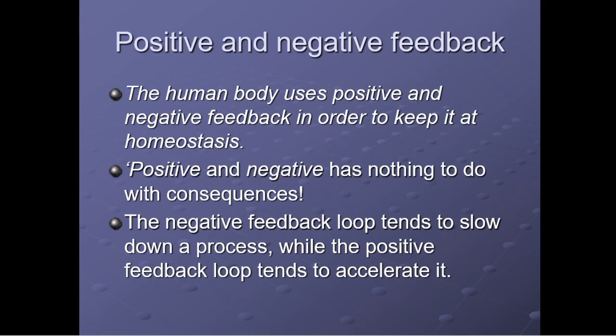The human body uses positive and negative feedback in order to keep it at homeostasis, or the level we want. So we want a certain percentage of oxygen in our blood and in our cells. We want a certain amount of glucose, a certain amount of lipids, a certain amount of carbohydrates, all of that, okay? Positive and negative have nothing to do with consequences. It's not a positive or a negative consequence. You'll see why we named it positive or negative.